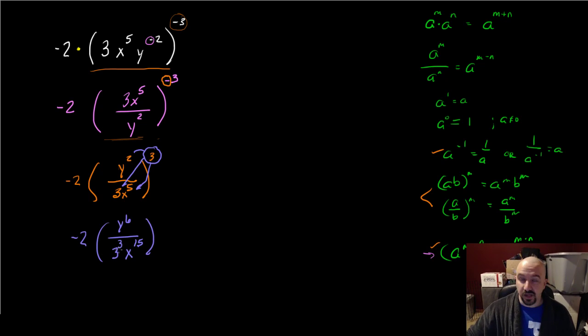So at this point, I can do one of two things. I can bring the -2 in, or I can clean up this 3 to the 3rd. I'm going to choose to clean up the 3 to the 3rd. So I have 3 times 3 is 9. 9 times 3 is 27. So this is going to be -2, and then in parentheses, y to the 6 over 27x to the 15th.